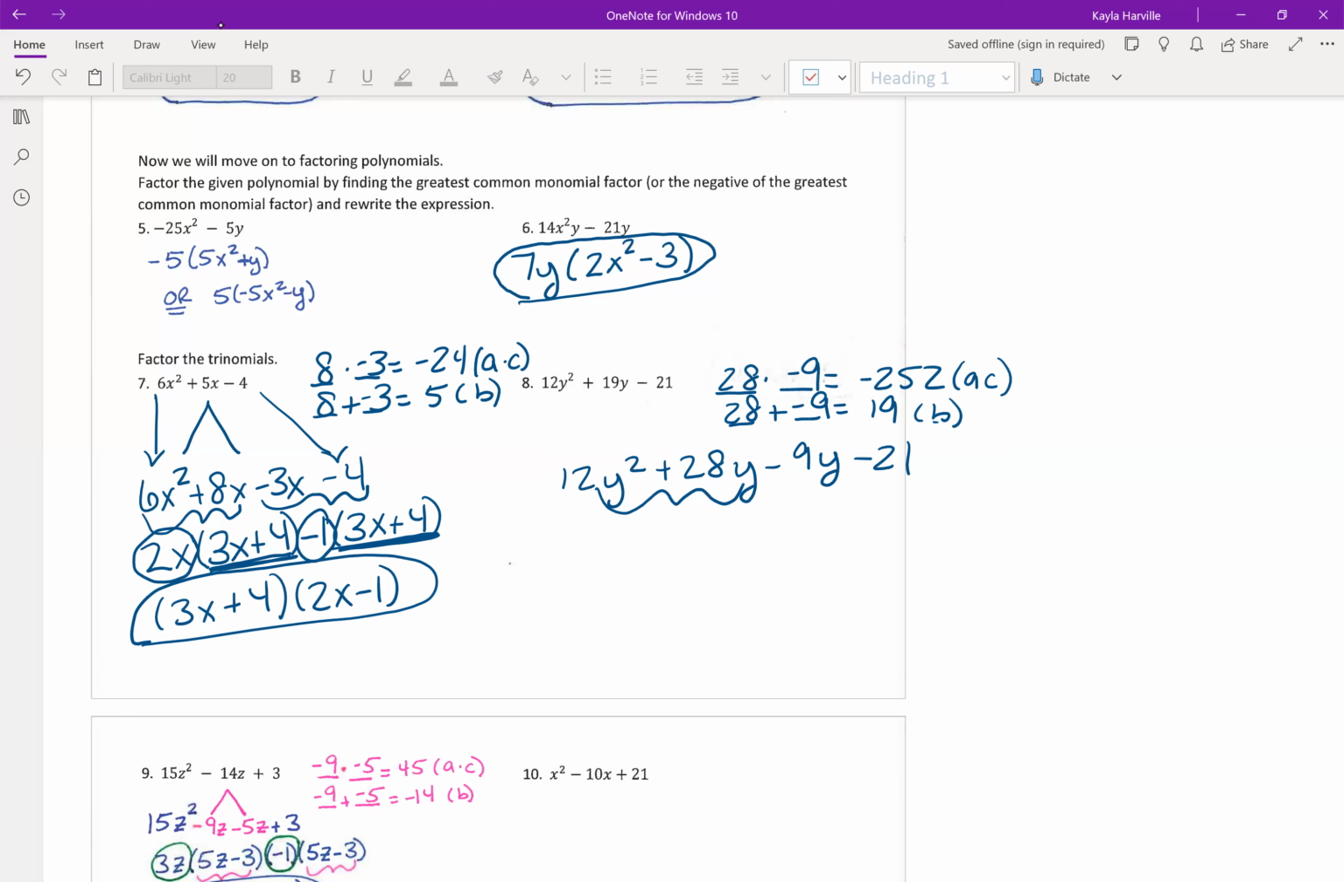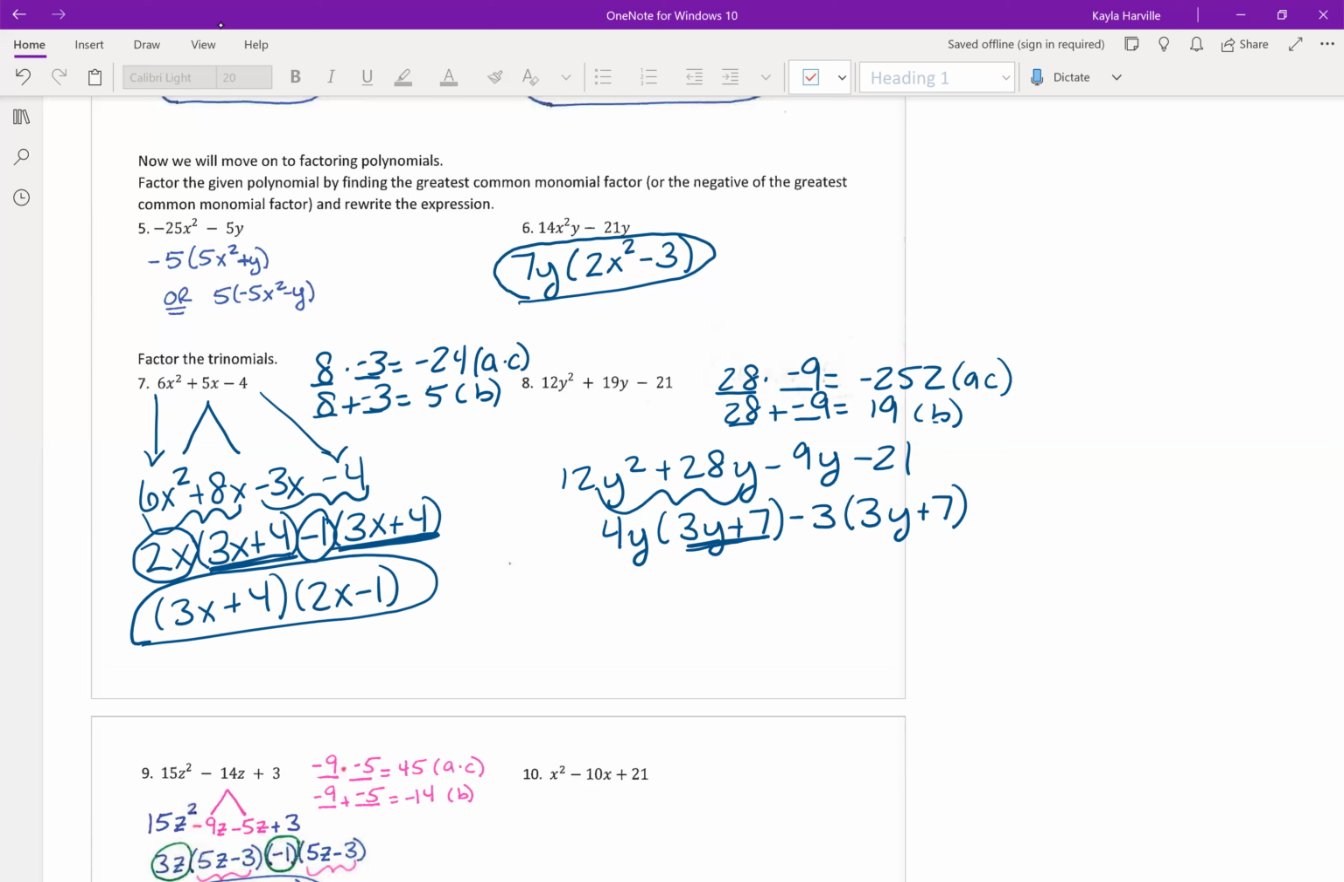Now 12y squared and 28y, well, those both have a 4y in common. So if I factor out a 4y, I'm left with 3y plus 7. And now I want to factor out either the greatest common factor or the negative of that so that I can get the same parentheses. So we're going to factor out a negative 3, because that's going to leave me with a positive 3y and a positive 7.